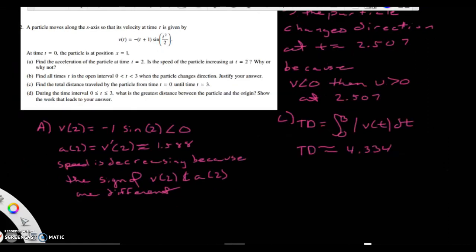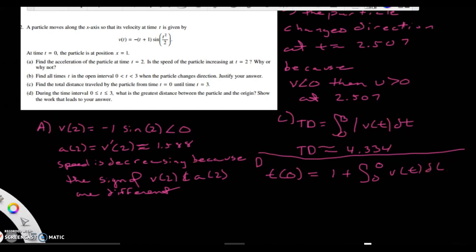Okay, so now part D. It says during the time interval 0 is less than or equal to t, which is less than or equal to 3, what is the greatest distance between the particle and the origin? Show the work that leads to your answer. So it's going to be either at an endpoint or at a critical point. So x of 0 is going to be 1 plus the integral from 0 to 0 of v of t dt. So that's going to be simply 1 plus 0, which is 1.